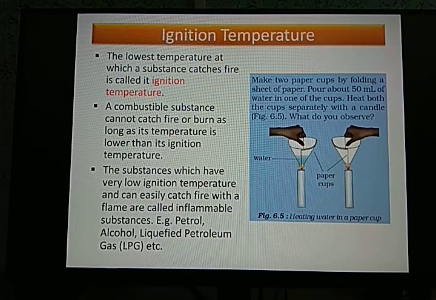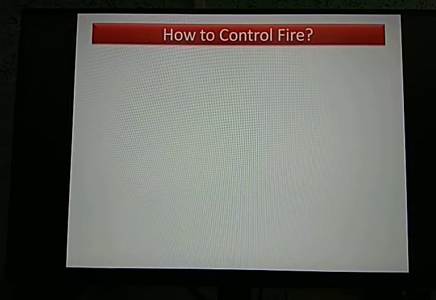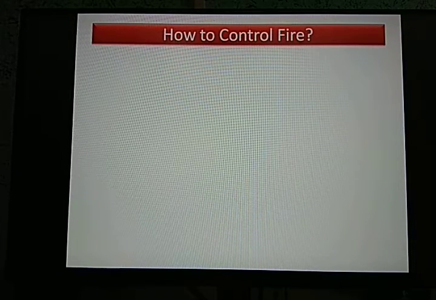Store it in a cold and dark place. Why? Because its ignition temperature is low. And if somehow the ignition temperature is reached, then it can catch fire automatically. So in order to prevent this kind of situation, we have to store it in a dark and cold place. Understood? Now let us move on to the next topic, that is how to control fire.